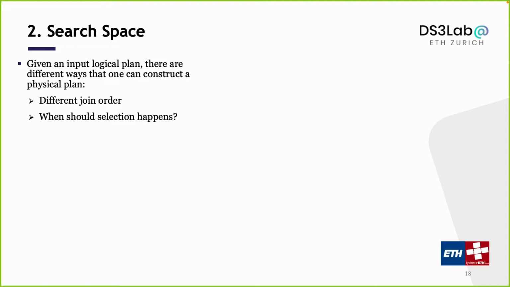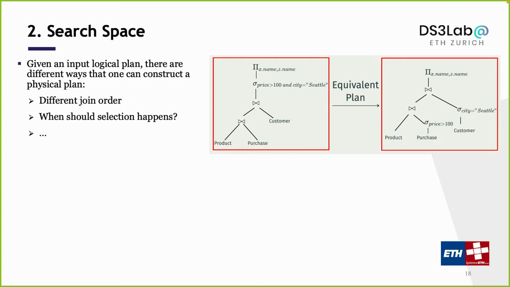So there could be different join orders, right? There could be different cases for when the selection can happen, right? So you can actually push down your selection to the bottom, right? All those types of things, and so on and so forth. But the high-level goal is to take a plan on the left-hand side and think about how we can construct an equivalent plan, the thing on the right-hand side.